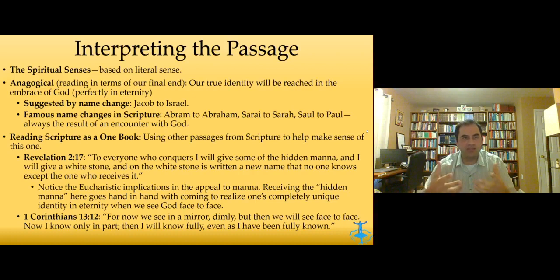But our reading of the passage here, literal and spiritual senses together, suggests to us that we've got to keep working. We've got to keep working with God. We've got to keep relying on God's grace. And we'll learn a little bit about ourselves along the way. Just like Abram, right? His identity is more fully known after he enters into that covenantal relationship with God. He becomes Abraham, and Sarah, same thing. Sarai to Sarah, and then Saul to Paul, Jacob to Israel. Each encounter with God gives rise to a new mission, but also a deeper understanding of who one is. And ultimately that understanding will be perfected in eternity, as we see in these two passages from the book of Revelation and 1 Corinthians.